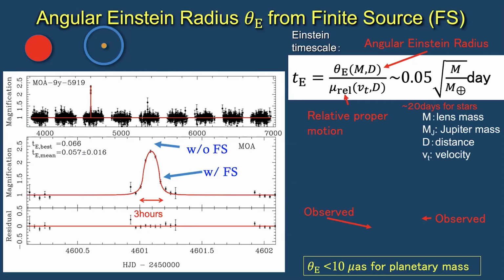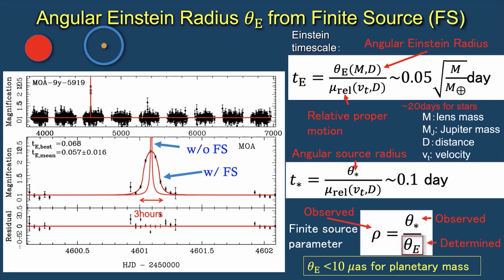Here is an example. If there is no finite source effect, the magnification is very steep and high. But if there is an effect of the finite source size, the magnification is smoothed, and the duration is longer. This duration is basically the time of crossing the surface of the source. So this apparent time scale is the angular source radius divided by the proper motion.